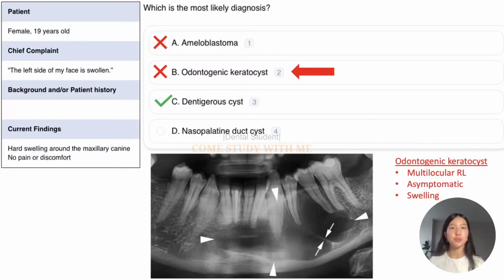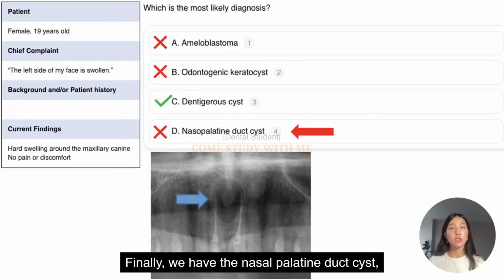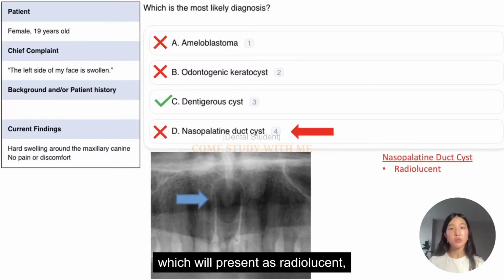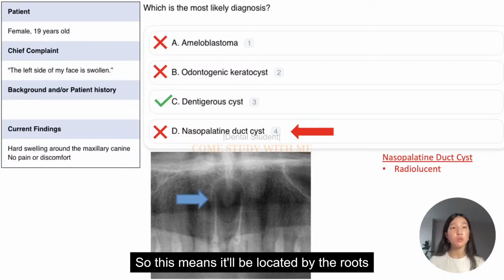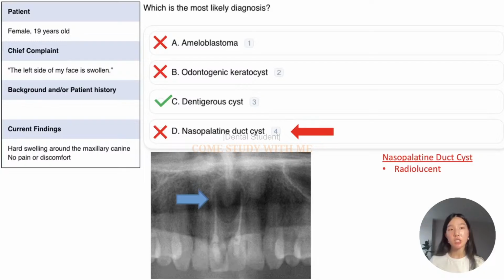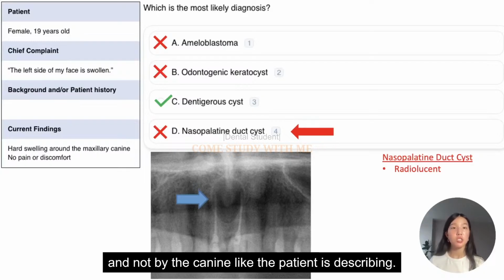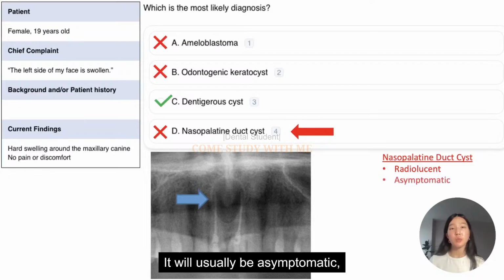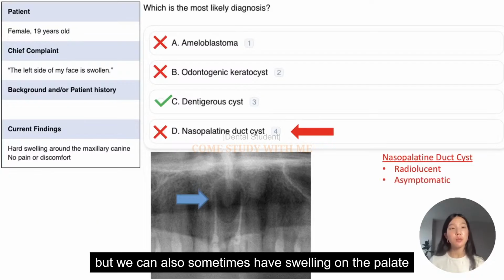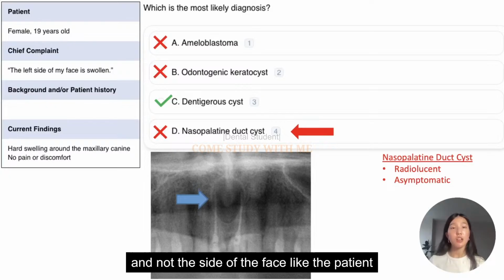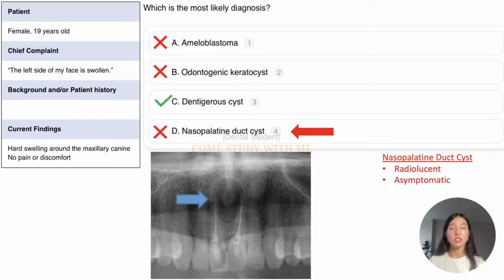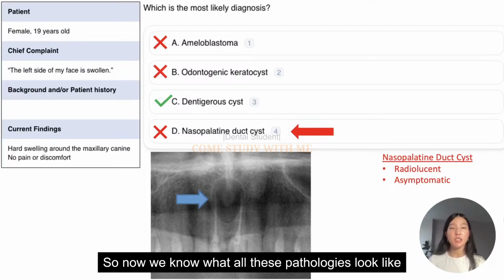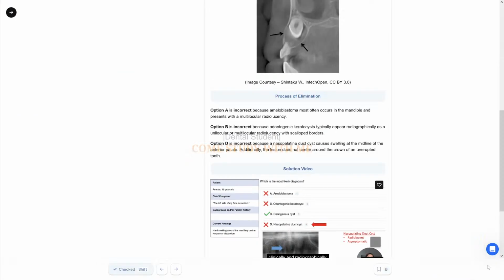And if multiple are found in a patient, we might suspect that they have something known as the nevoid basal cell syndrome. Finally, we have the nasopalatine duct cyst, which will present as radiolucent, but as the name describes, it'll occur in the nasopalatine duct. So this means that it'll be located by the roots of the maxillary central incisors and not by the canine like the patient is describing. It will usually be asymptomatic, but we can also sometimes have swelling on the palate and not the side of the face like the patient is experiencing. So now we know what all these pathologies look like clinically and radiographically.